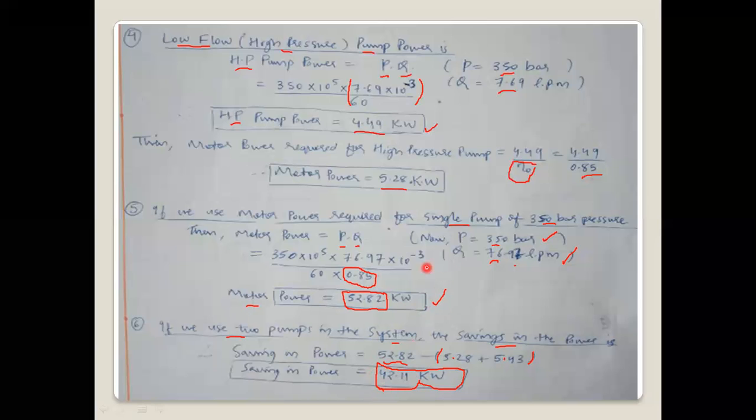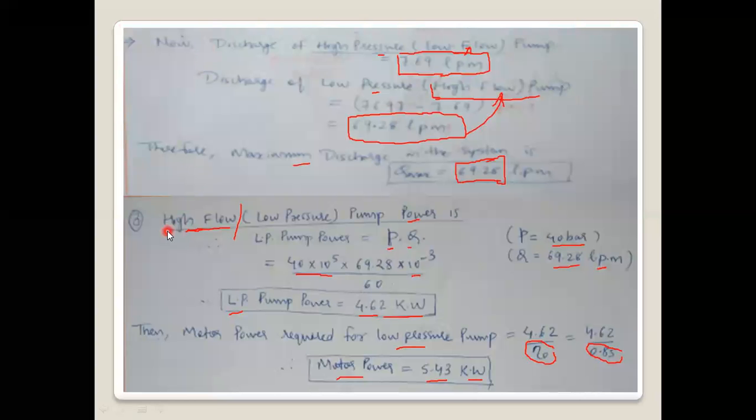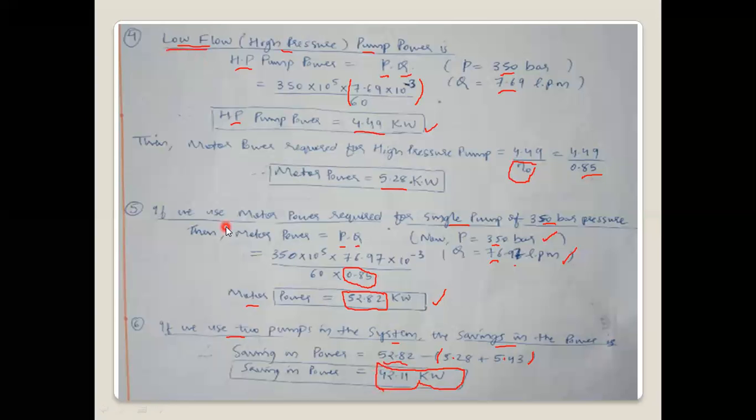So I can also use a single pump instead of two pumps, but there will be unnecessary wastage of power. To avoid that, we are using two pumps: one is the low flow pump, and one is the high flow pump. In this way we have to consider the system design. So we are saving 42.11 kilowatts by using the two pumps.